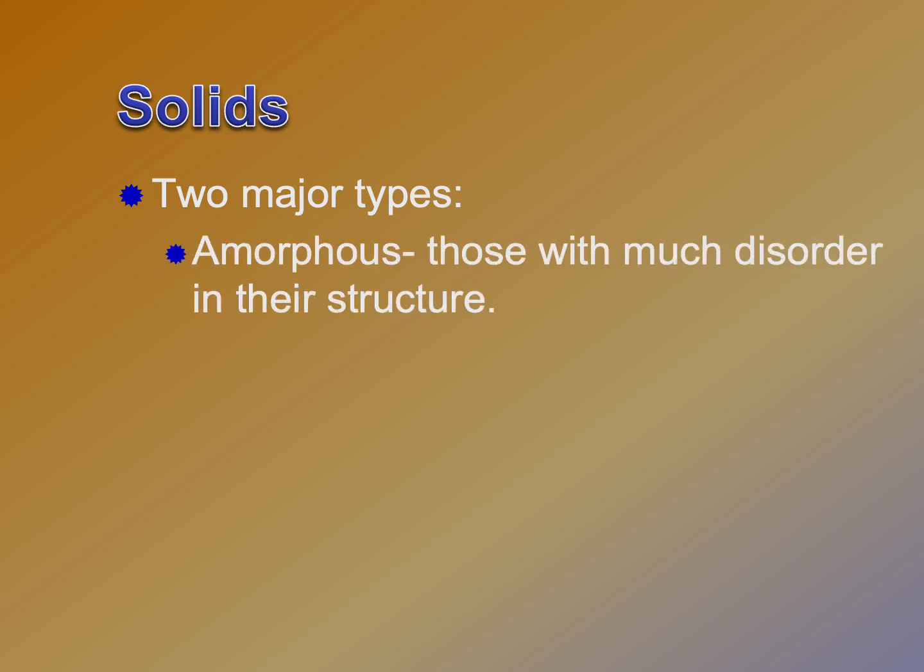Alright guys, so to continue our discussion dealing with intermolecular or interparticle forces, we're going to look at the different types of solids that form and what forces are in those solids themselves. With solids, we have two major types of solids. We have amorphous solids. These have a lot of disorder in their structure, so we mentioned these before. These are things like glass or plastic, that the particles are not in nice orderly rows and columns.